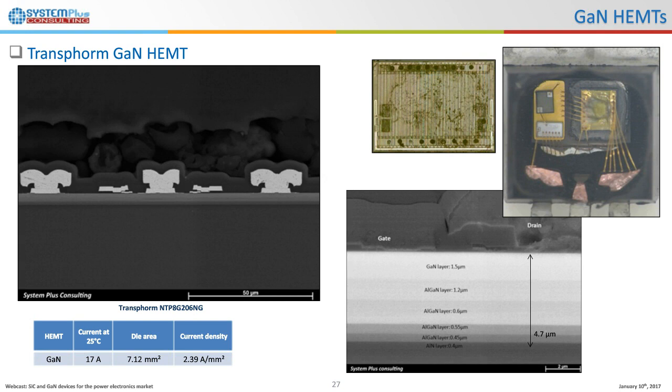Transforms propose an epitaxy of about 5 micrometers with different layers of gallium nitride, obviously, and structures that will change in time. So here we see the first generation with the gold contacts, but then it has other evolution. The package is typical of Transforms.